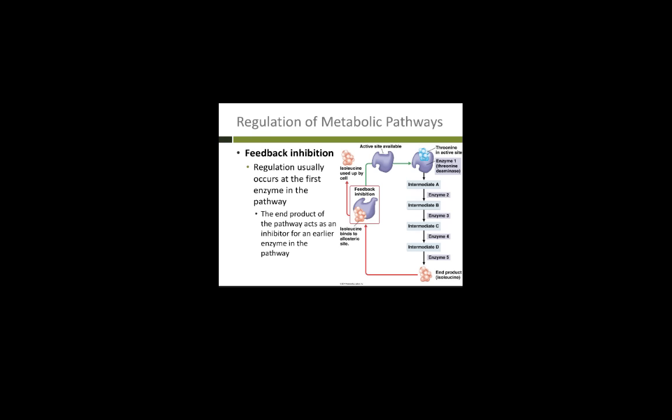Imagine if you have a ton of bananas sitting on your kitchen counter. You wouldn't go to Costco and stock up on bananas, would you? Cells work in the same way. If there's lots and lots of the end product, we want to save resources and shut down the pathway that's making more of that product. So the end product is going to affect one of the beginning enzymes that's going to block it from initiating the cascade.